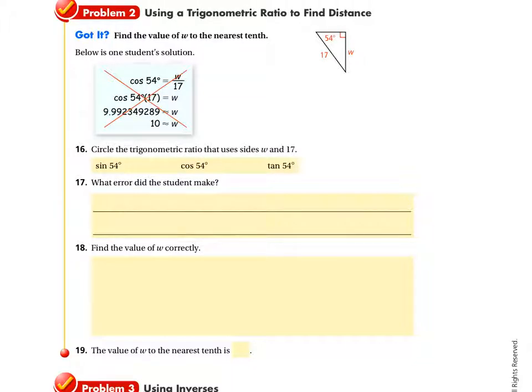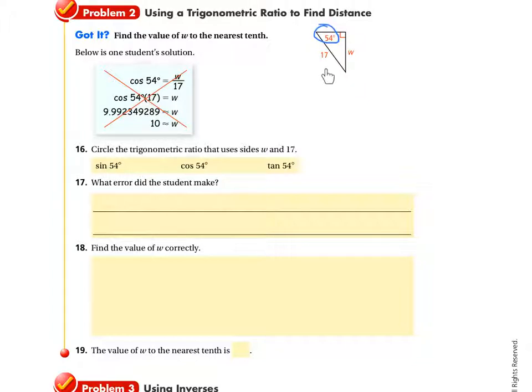So problem two, we're going to use a trig ratio to find distance. Now notice this time we have an angle measure. And so below is one student's solution. Well, we haven't talked about this yet. He's set up an equation here. The cosine of, and then we now know the degree measure. It's not just called angle A, B, C, D, E, F, or G, right? It's actually got an angle measure here. So for this particular problem, this is the only angle I know, although technically, could I find this angle here? How? You could add these two and subtract them from 180, or you know that the acute angles add up to 90. So you could subtract 54 from 90, and then you could make this your angle of reference.